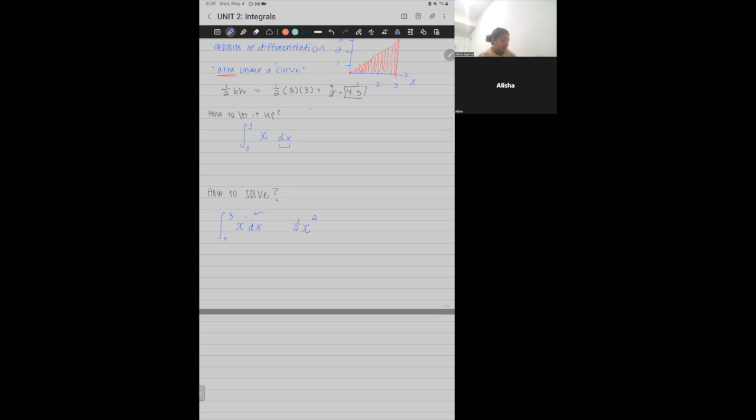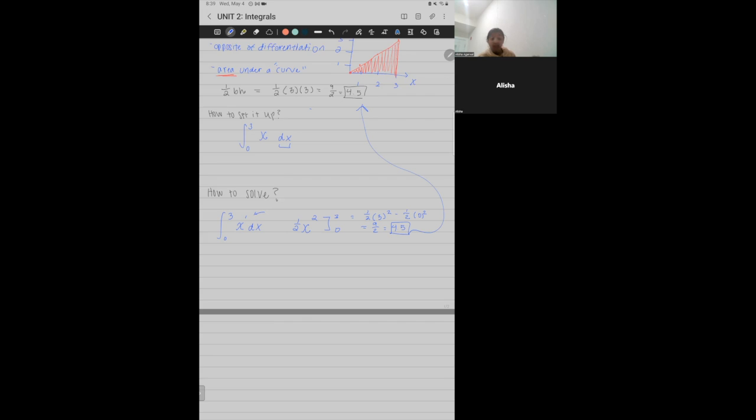And then we want to evaluate this from 3 to 0. So we actually take the integral, the squiggly line is replaced with this bracket here. And then we can just compute it as normal. And then we get 9/2 equals 4.5, which checks out from above.